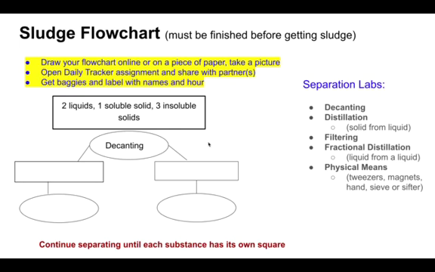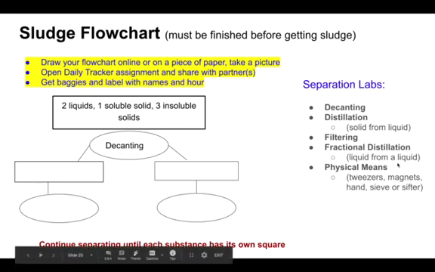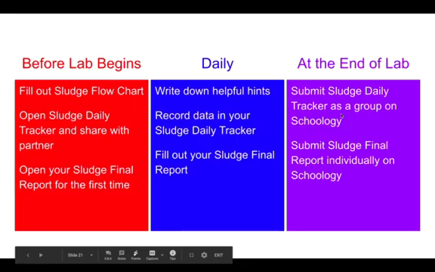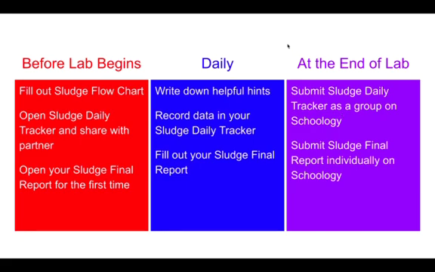So here is some information about the different separation techniques that we have used in class. And here is a breakdown of what you need to do for sludge. Before lab begins, before you can get your sludge and go back into lab, you need to fill out your sludge flowchart. You need to open your sludge daily tracker and share it with your partner. And you need to open your sludge final report for the first time to make sure that you have access to it and you know what you are doing.